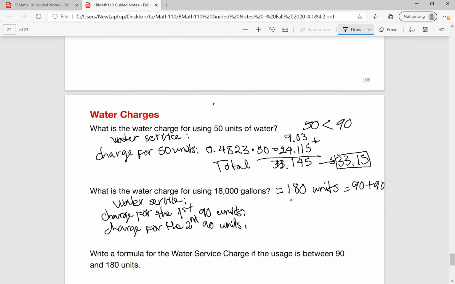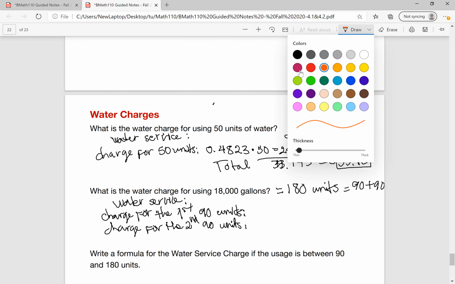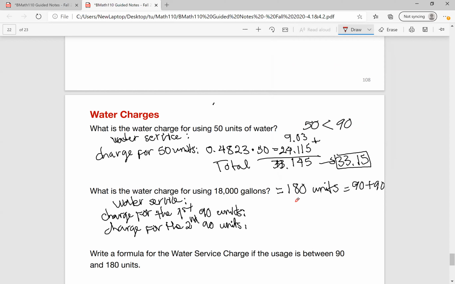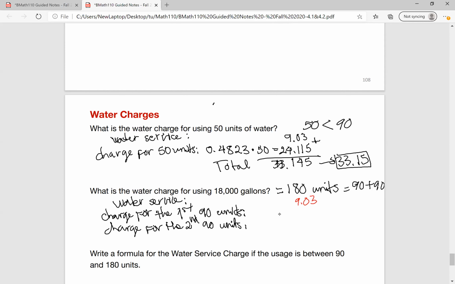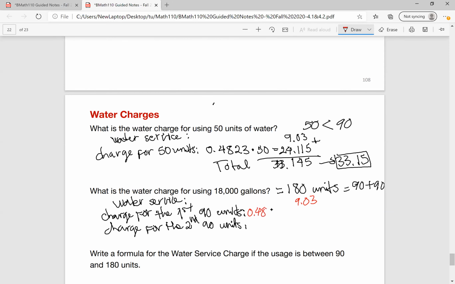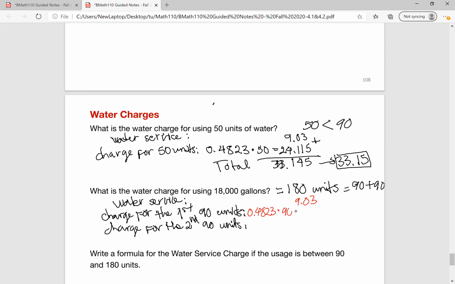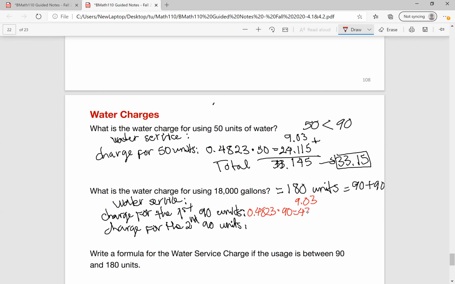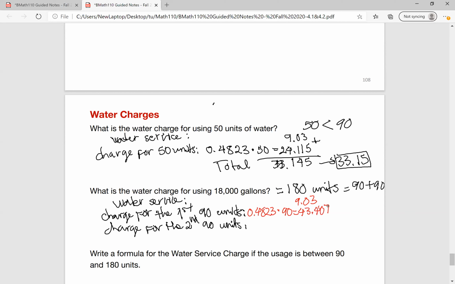So for the water service, you need to pay, in red, $9.03. And then for the first 90 units, it's going to be 0.4823 multiplied by 90. That gives you 43.407.